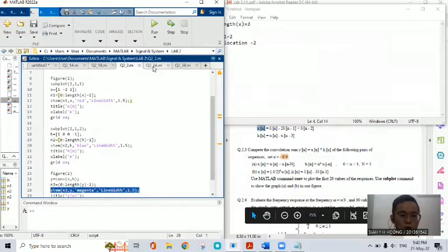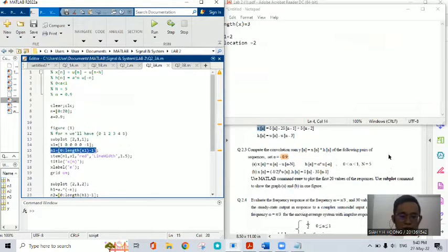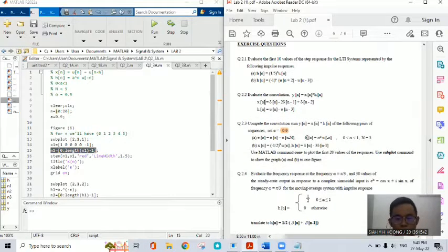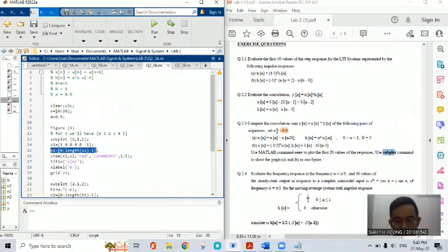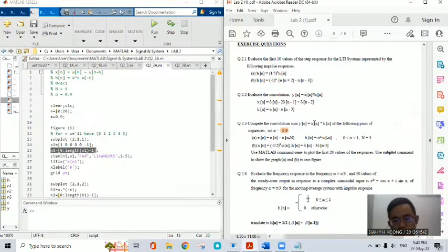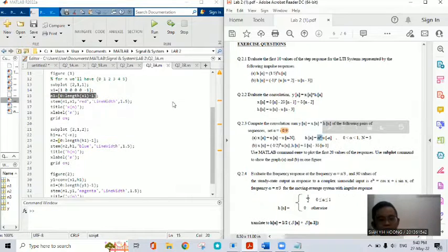So let us go to 2.3a. Basically the things are just the same, but we have to find the first 20 values and use the subplot commands, which is kind of similar to my 2.2. And then we need to set the a variable and then a big N right here. Okay, let us take a look.